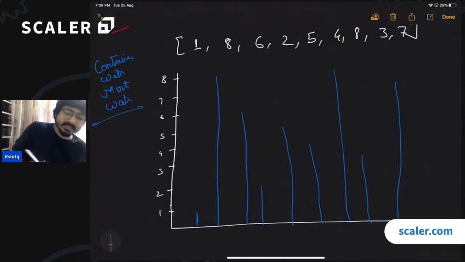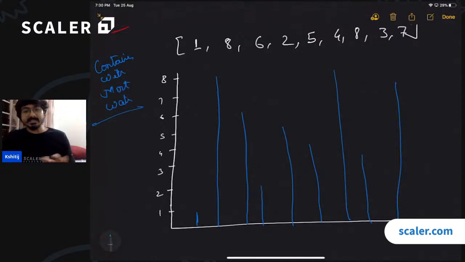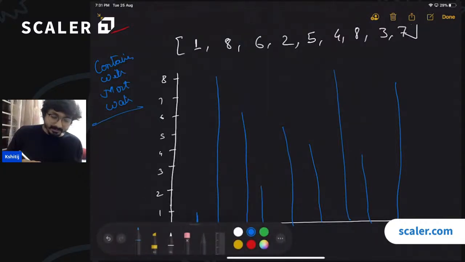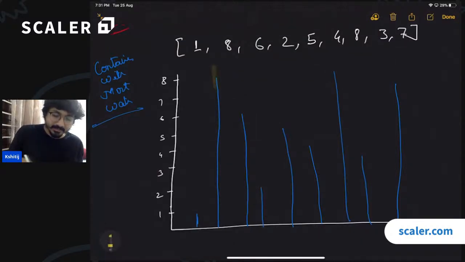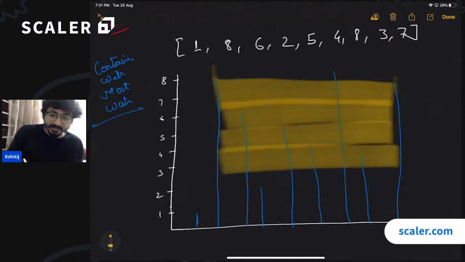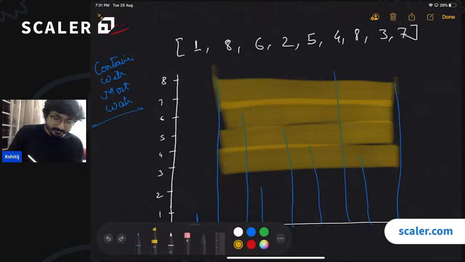So you have to create a container using these bars such that the volume of the water is maximized. Volume is not a 2D thing, but hypothetically, the volume of the water should be maximized. In this case, if you select this bar and this bar, you will have this much water inside them, right?